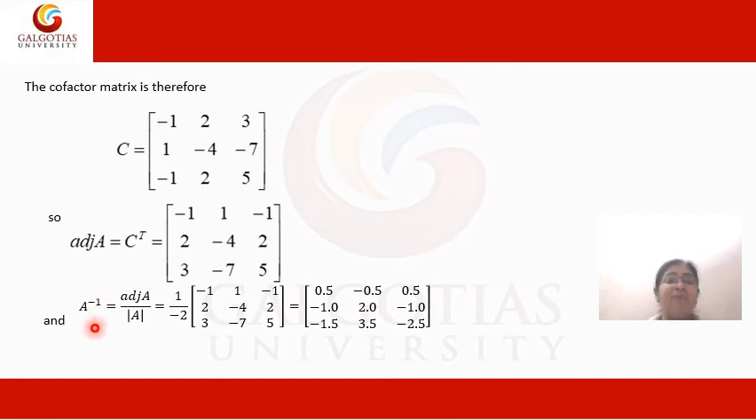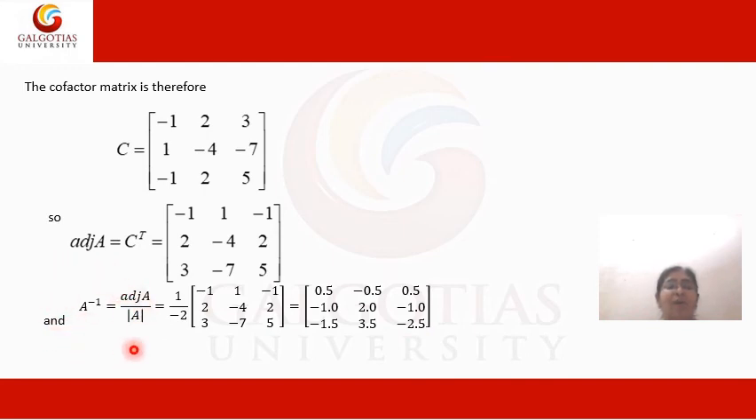Now what will be A inverse? We know that A inverse is given by adj A upon determinant of A. So first of all we will write all entries of adj A, then multiply it with 1 over the determinant of A, which is -1 by 2. So what we are getting is 0.5, -0.5, 0, 0.5, -1, 2, -1, -1.5, 3.5 and -2.5. So this is the A inverse.